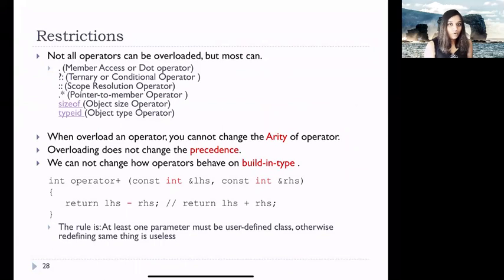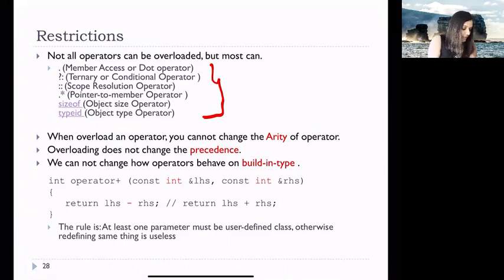There are some restrictions on what operators you can overload and what operators you cannot overload. Some of the operators that you cannot overload are the ones listed over here. For example, the scope resolution operator. That's a limitation from C++, so your compiler wouldn't allow you to overload that operator. But apart from this list of operators, you can overload almost any other operator: plus, minus, multiply, divide, all those.